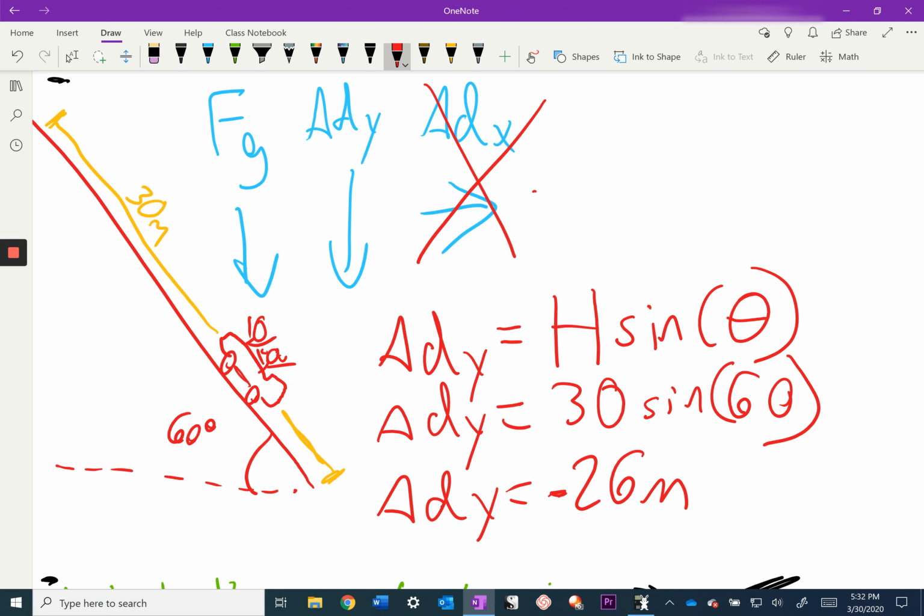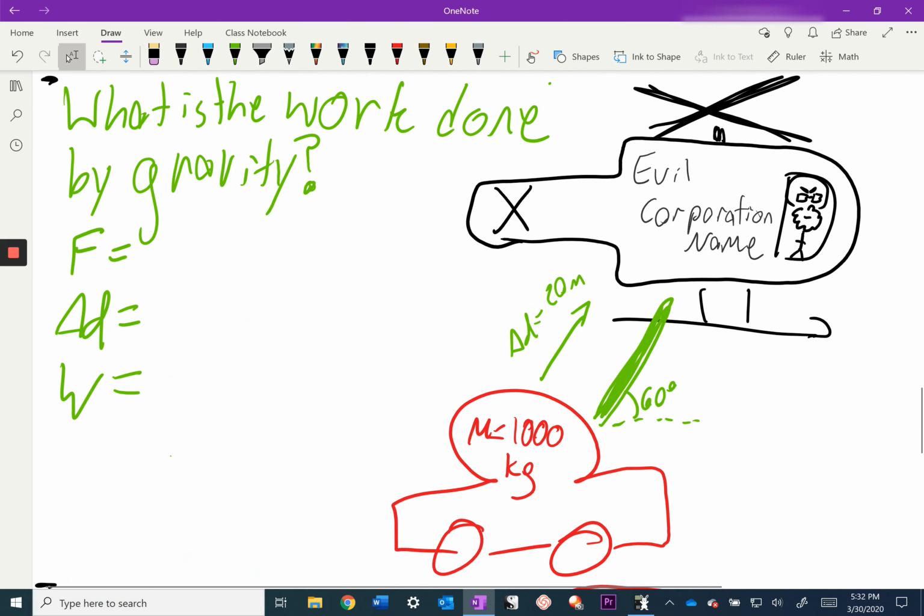So the next slide, let's look at a full problem. So physicists, for whatever reason, really like problems that talk about the work done by gravity. So in this case, let's describe our situation. We have our evil corporation. Our evil corporation has captured a 1,000-kilogram car, presumably occupied by the good guys, and is pulling it along at an angle of 60 degrees above the horizontal, and it ends up with a displacement of about 20 meters. So what is the work done by gravity?